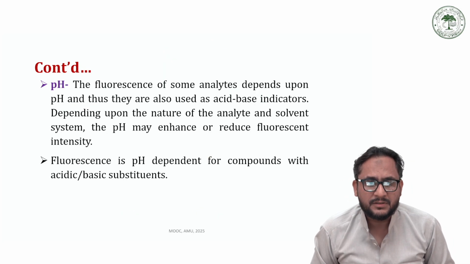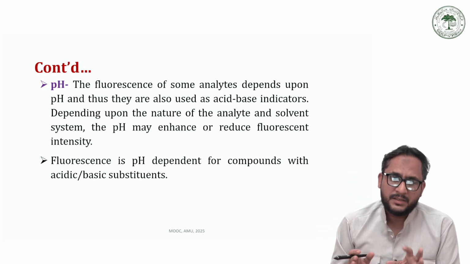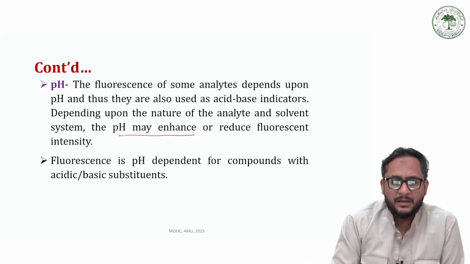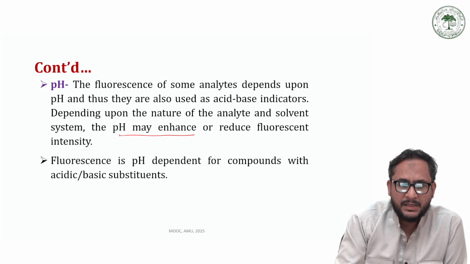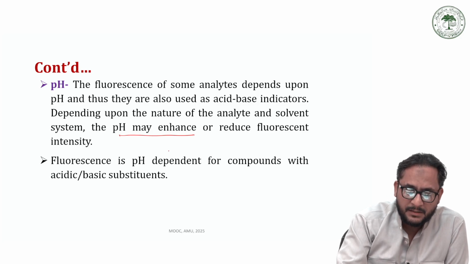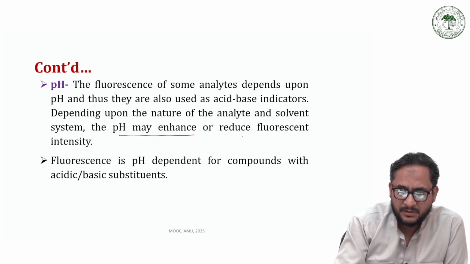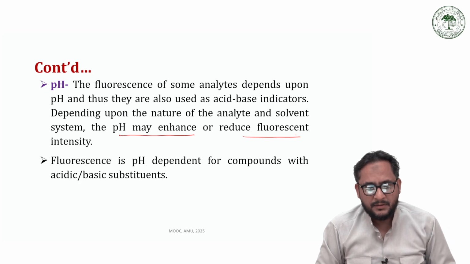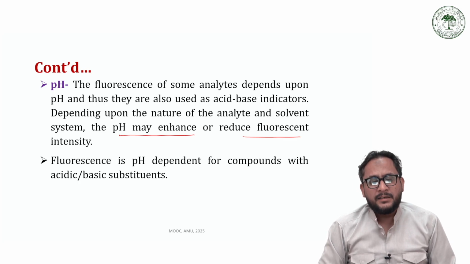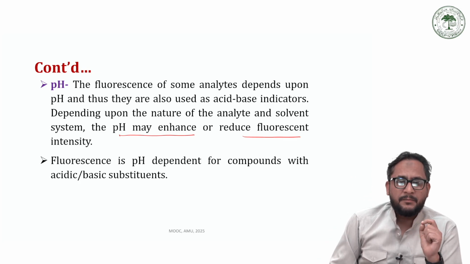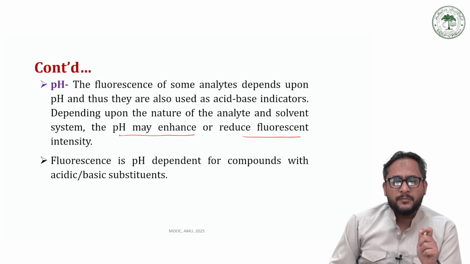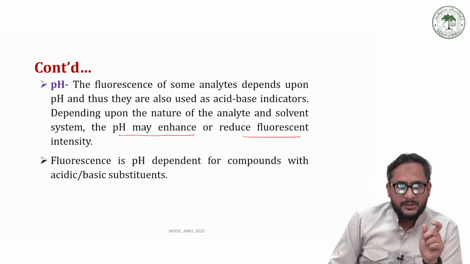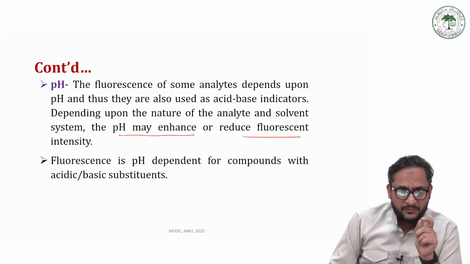Then comes the pH of the system. pH has some complicated effect on the phenomenon of fluorescence, but in general we say that a pH increase causes the fluorescence intensity to go up. Clear? And in case of acidic samples or samples with lower pH, there is some quenching. The intensity of the fluorescence light decreases.